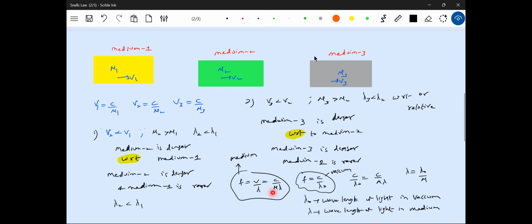So this is about the basic idea of what happens when a ray of light propagates from one medium to another medium. Let's go for some small related numericals based on these things. Then I'll start Snell's law, which is very much required for us.